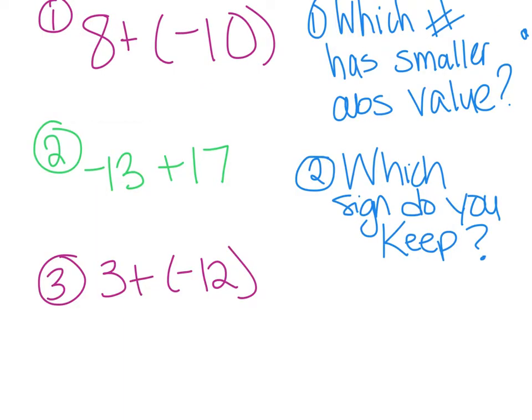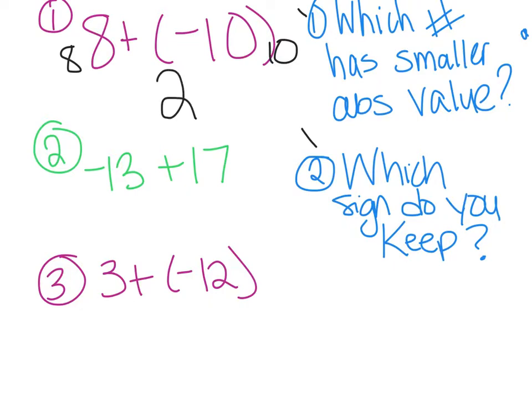Okay, so here's our first example. We have 8 plus negative 10. Now these are our steps over here of what we need to do. So our first step, which number has the smaller absolute value? That's important because whichever one has the smallest absolute value, we're going to subtract from the other number. So let's find the absolute values of both of these numbers. The absolute value of 8 is just 8, and I'm going to write it over to the side. And the absolute value of negative 10 is 10. That means that I'm going to subtract those two. Obviously big minus small. So 10 minus 8 gives me 2.